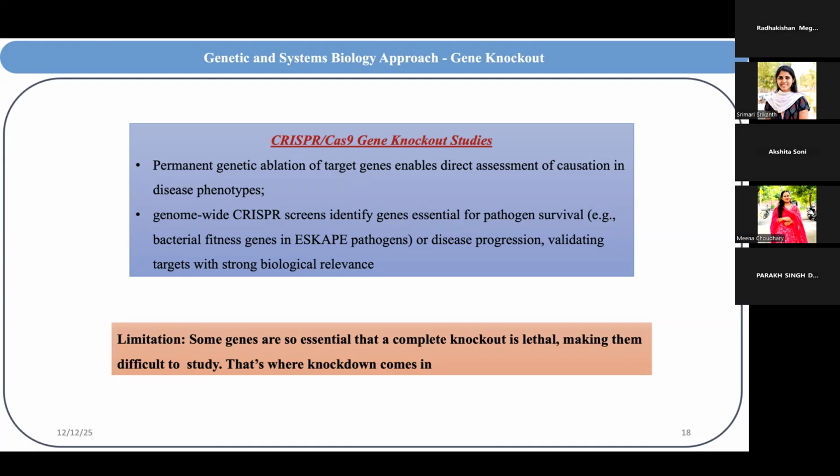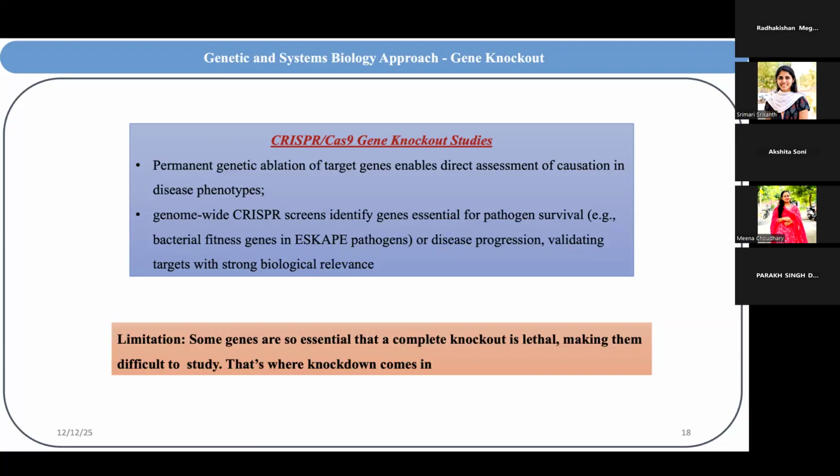Now it has been a powerful technique. Why? Because it answers questions like: if we inhibit an enzyme with a drug and the disease phenotype improves, we can wonder, is it really this enzyme, or are we hitting other off-targets? With a CRISPR knockout, if a gene is deleted and it causes the same phenotypic change, then we have proven causation.